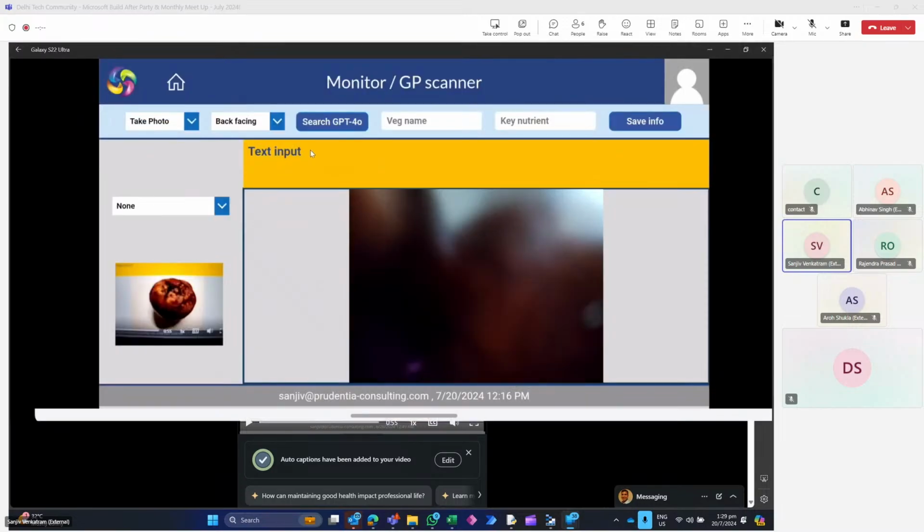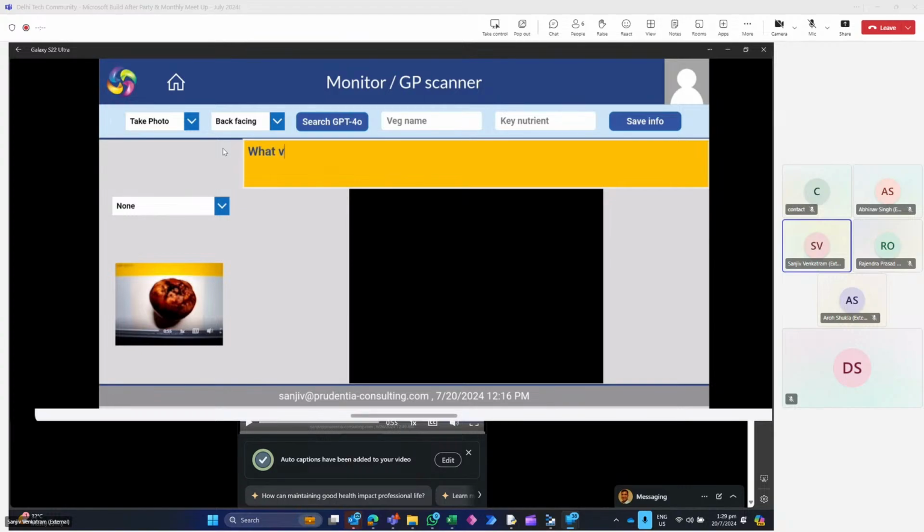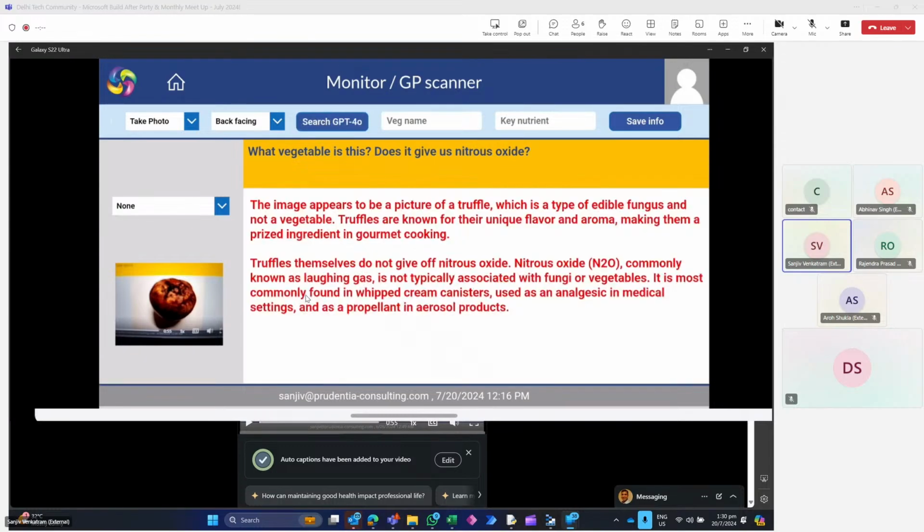I'm going to go up here. I could talk to it, but since my mic is, I'm just going to say, what vegetable is this? And does it give us the nitric oxide, right? Let me see if it does that. I don't know, the image is not very clear here. So this is on my phone. I'm literally searching this on my phone.